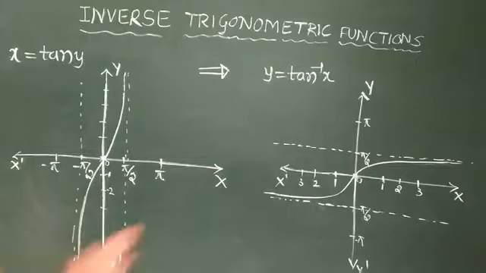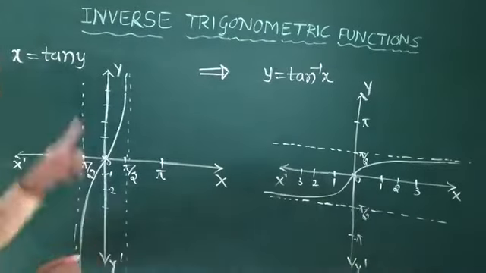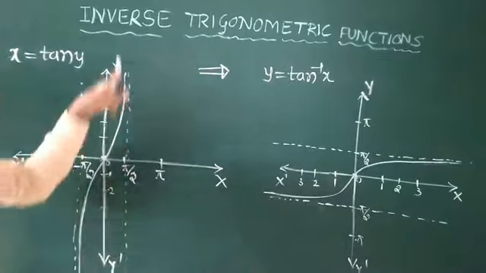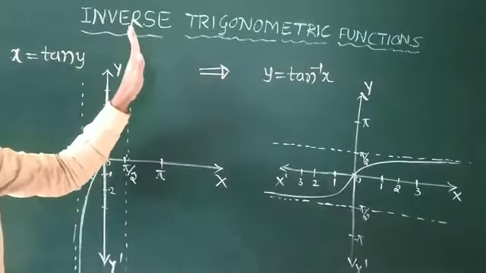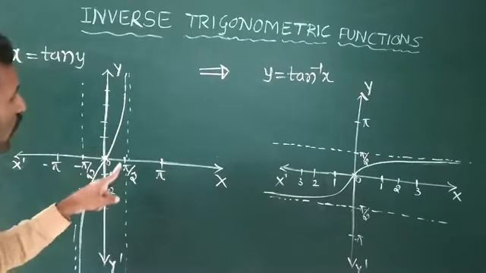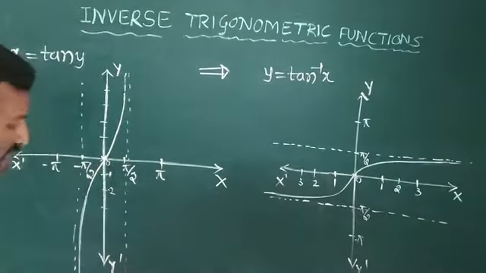Here is a graphical representation of the tan function as well as the inverse function. That is y equals tan x. The value of tan 0 is 0, and tan pi by 2 is infinity. The graph does not touch pi by 2. Tan pi by 2 is what? It is plus infinity. Next, tan of minus pi by 2 is minus infinity.